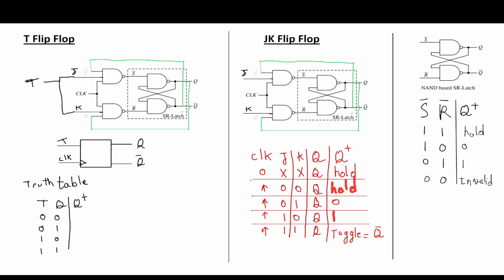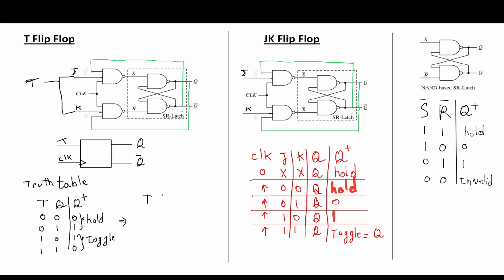When the toggle is 0, the next state will be the same as the previous state. So here we'll have 0 and here we'll have 1. So this will be our hold state. And then when the toggle is 1, we're going to toggle the previous state. If it's 0, it becomes 1, only at the rising edge or falling edge. And when Q is 1, the Q plus becomes 0. So this is the toggle.